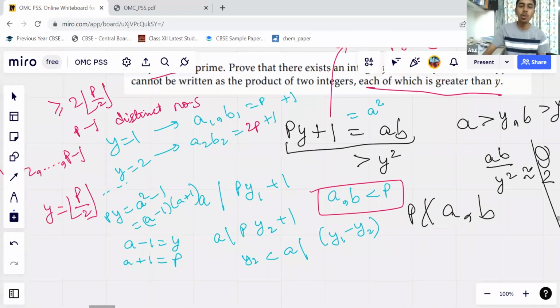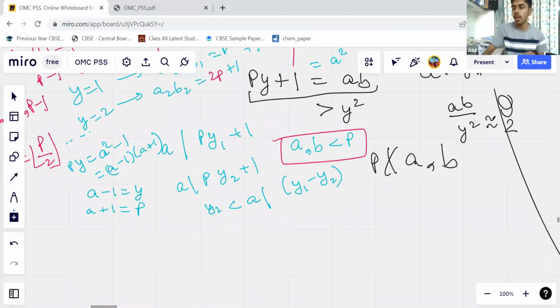And further, we know that the same value of a cannot work for two different values of y. If that's not true, then... thank you, Pranav. Okay, so suppose that that's not true, in which case a divides p times y1 plus 1, and also divides p times y2 plus 1. Then it also divides their difference, which is p times y1 minus y2 mod. But of course, p does not divide a, so we can actually just remove p from this divisibility. And it just means a divides y1 minus y2.